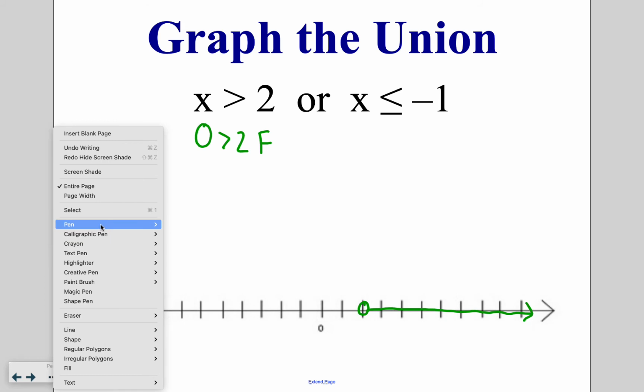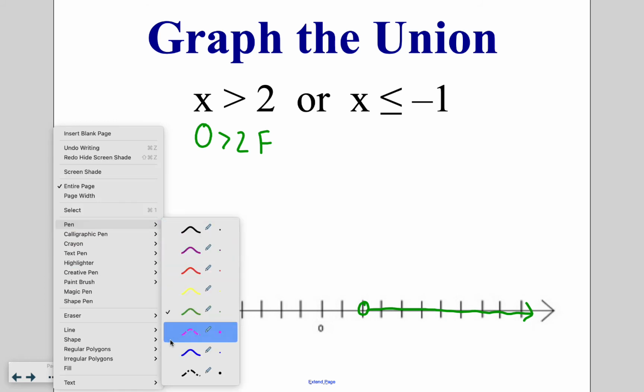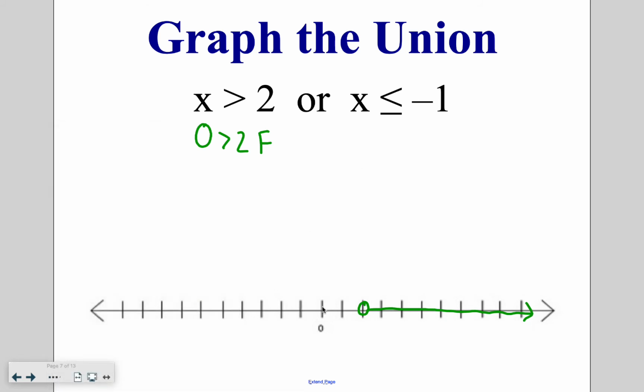For the second one, I've got that x is less than or equal to -1. So I come over to -1 and put a filled in dot. Now 0 is less than or equal to -1 is once again a false statement, so in this case, we are moving to the left.